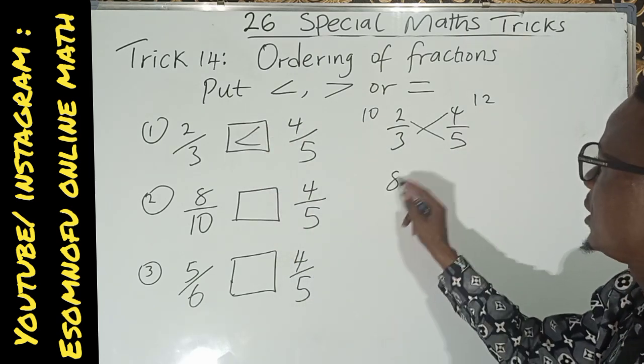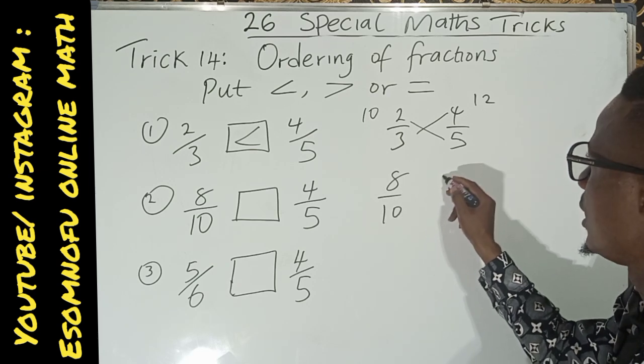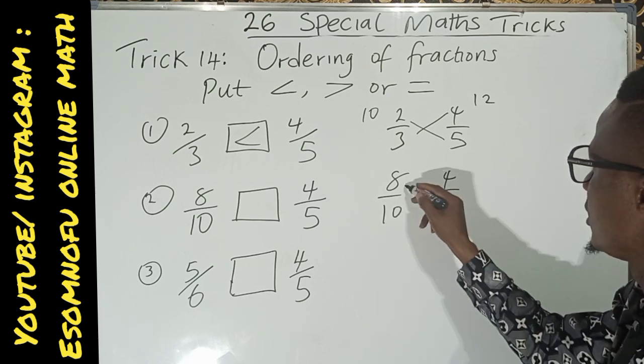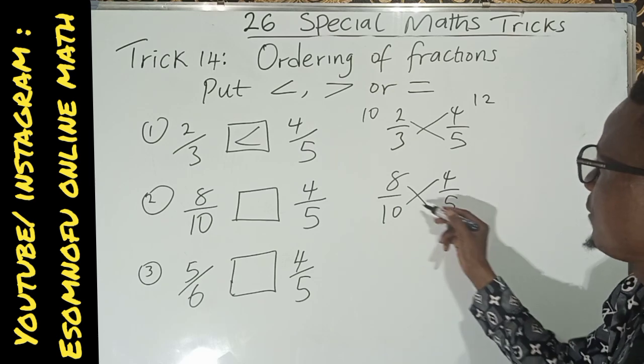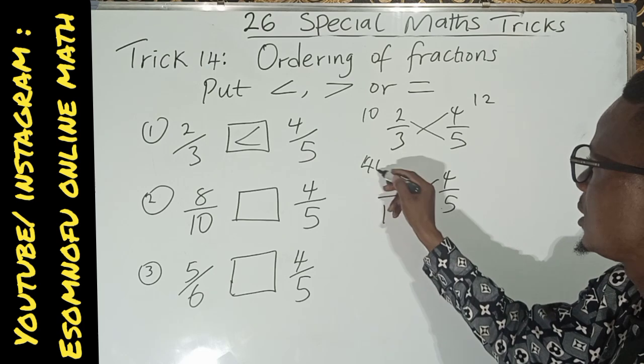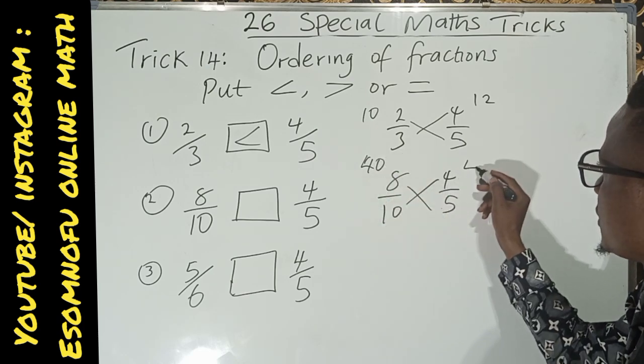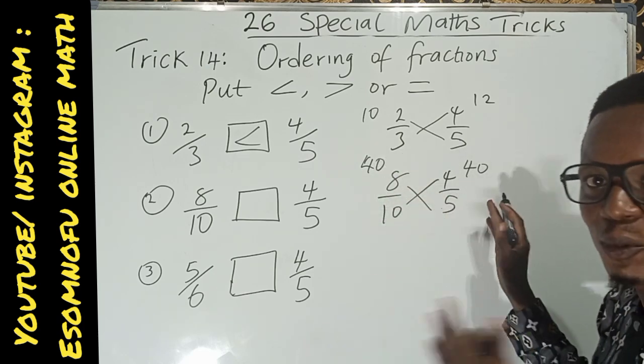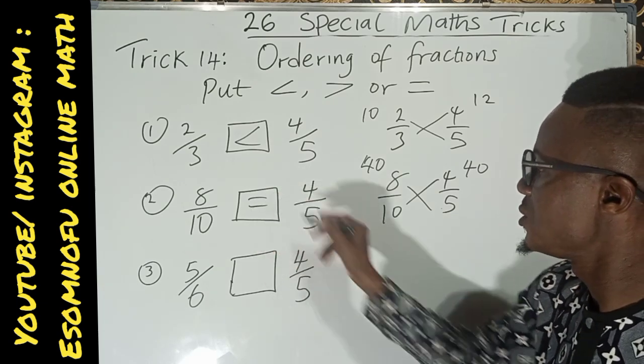For this one, we'll have 8 over 10 and 4 over 5. You cross multiply. 5 times 4 is 40. 5 times 8 is 40. And 10 times 4 is still 40. So both of them are equal. Therefore, you put equal to.